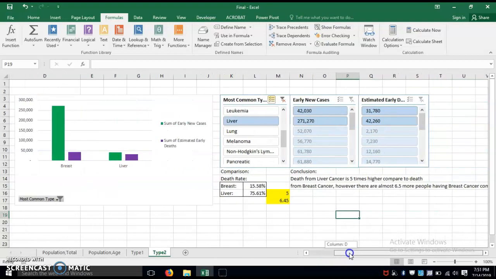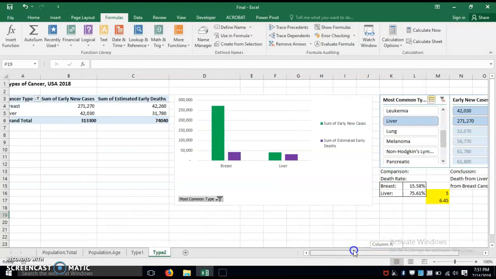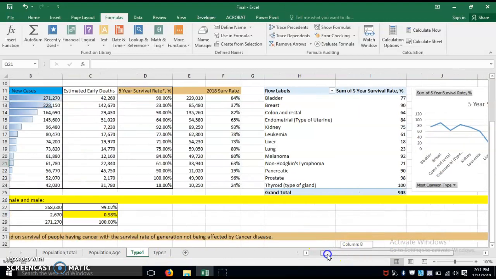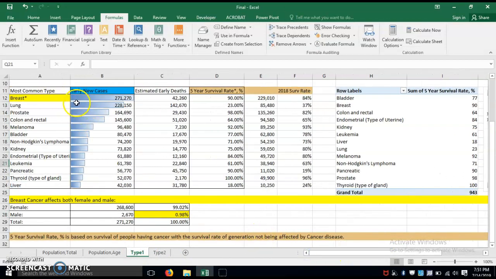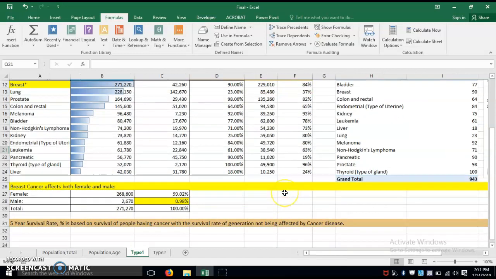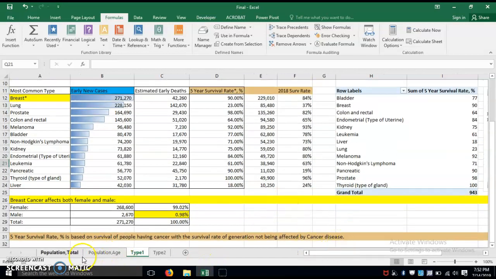So as a conclusion, the death rate from liver cancer is 5 times higher compared to the death rate from breast cancer. However, there are almost 6.5 times more people having breast cancer than liver cancer. But as I said, it doesn't mean that the more common type of cancer has the highest survival rate. No, it doesn't work this way. For each type of cancer, we have a different survival rate. I hope, guys, you learned something from this video. Thank you so much.